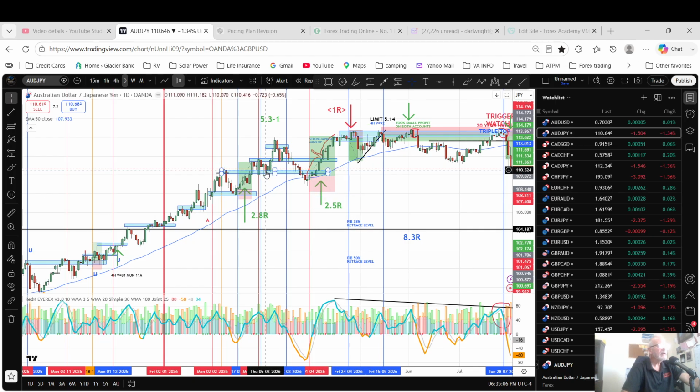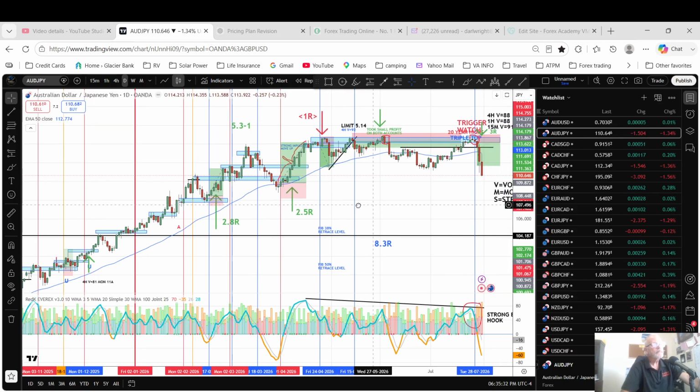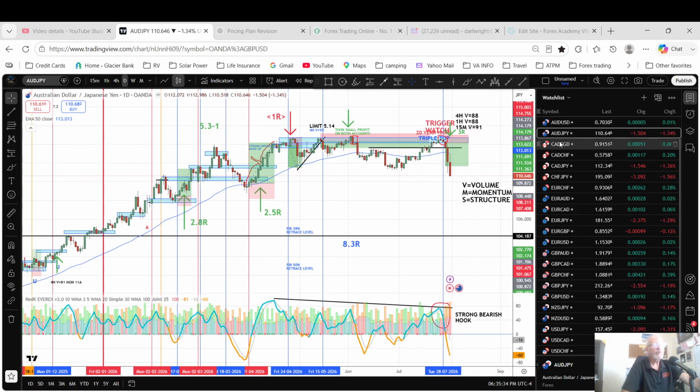Here's another example of a pullback to the 50 EMA. You look at momentum. Momentum's very low, very low. That's really low, like 76 or whatever. And then it makes an engulfing candle to the upside. So it's a combination of this momentum being low and hooking to the upside, that and the engulfing candle and the pullback. So all of the trades are like that with the VMS.